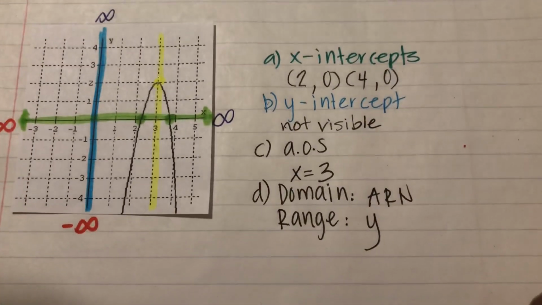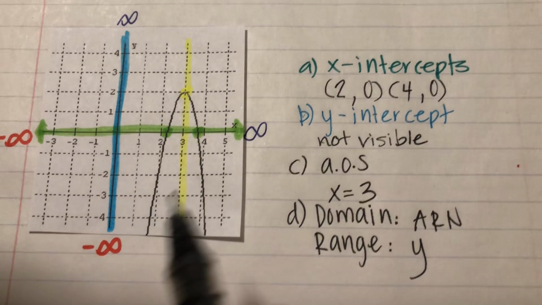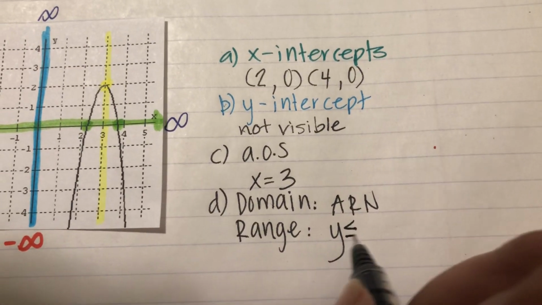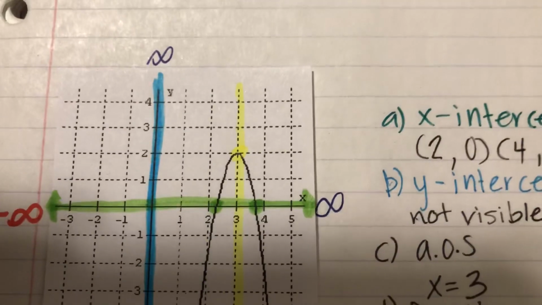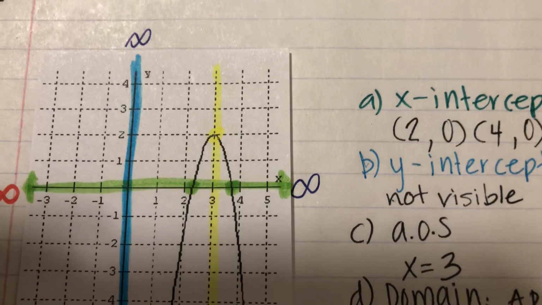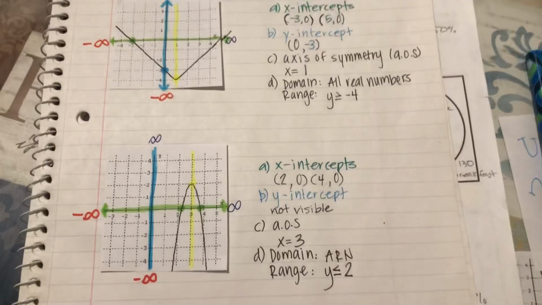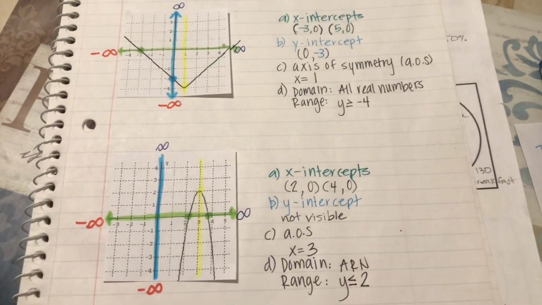If I go down here, this is a sad face, right? Less than or equal to. And what is the Y value here? 2. No seafood. I hope that helps. That's domain and range for these.